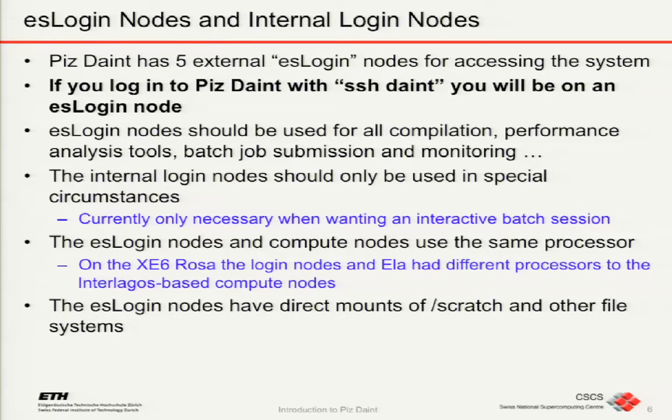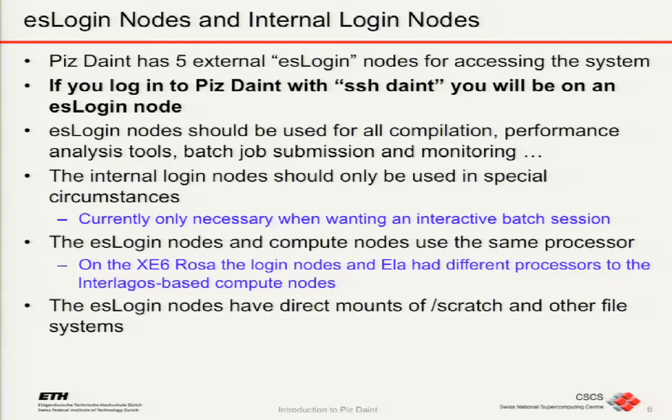You know you're on one of these external login nodes because it's Daint 101, 102, 103, and the other ones don't have that one. There's 0, 1, 0, 2. These should be used for all your compilation, your performance analysis and batch submission, job monitoring, and for transferring data.